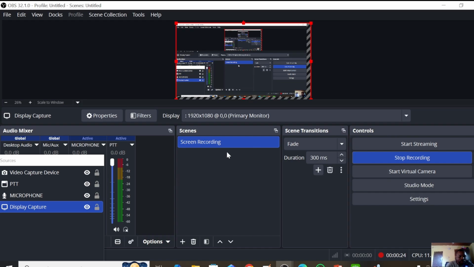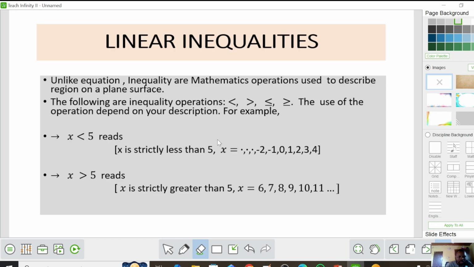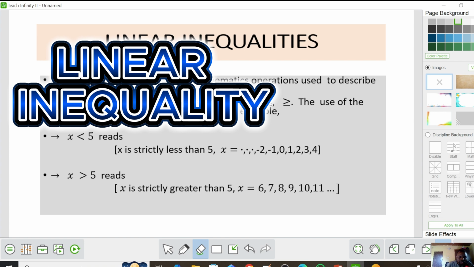Today, in this video, we would like to walk you through the concept of inequality. It can be said to be the opposite of equality. When there is equality, there is balancing in both sides.